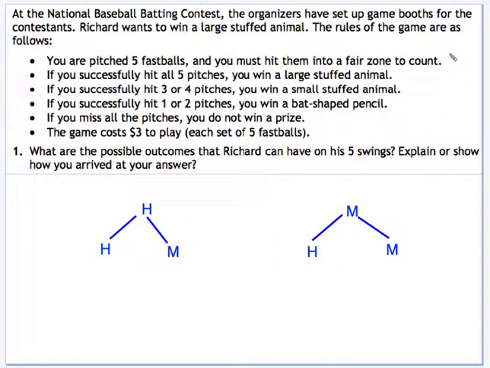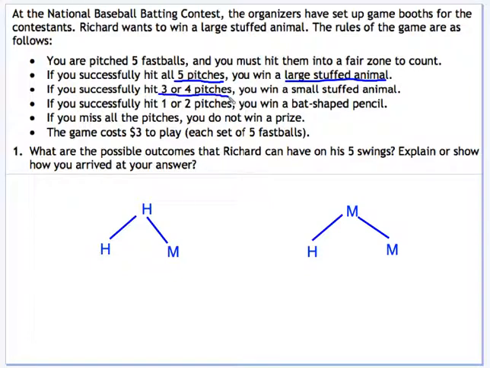All right, so let's look at this worksheet. We have a baseball batting contest, and the organizers have set up game booths for the contestants. Richard wants to win a large stuffed animal. So the rules of the game are as follows. Richard is going to be pitched 5 fastballs, and he has to hit them into a fair zone to count. And then if he's successful with hitting all 5 pitches, he will win the stuffed animal.